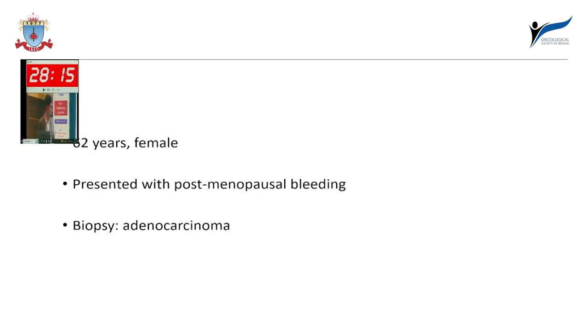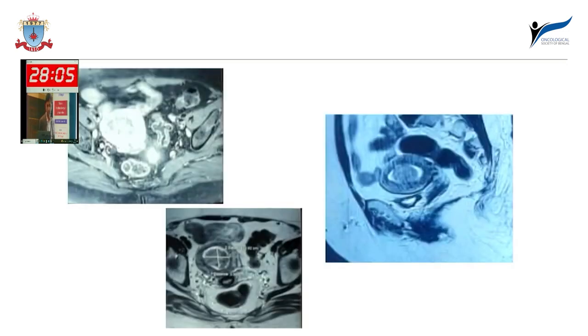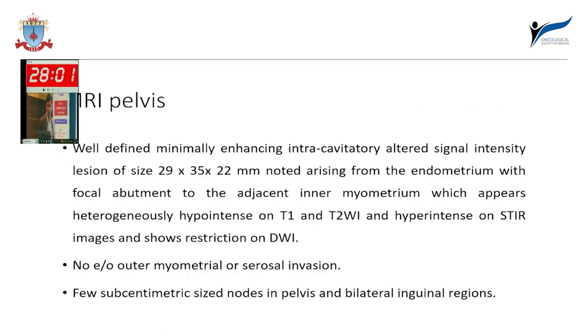After imaging, you can see if it is a bulky growth. So how would you image, Dr. Sami? I would like to image with a contrast MRI of the pelvis. The MRI showed a well-defined, minimally enhancing intracavitary altered signal intensity growth, around 3 centimeters in size, with no evidence of myometrial or serosal invasion, and a few subcentimetric nodes in the pelvis.